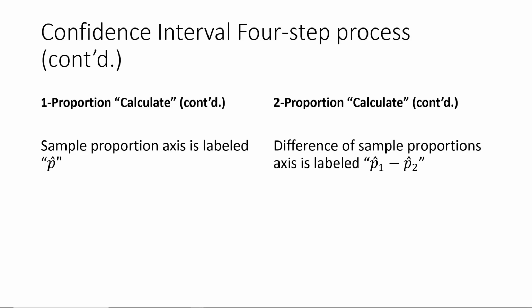Now, before concluding this presentation, it's worth pointing out that the conclude portion for difference of two proportions confidence interval, though similar to that of a single sample proportion confidence interval, differs in that we also take note of where 0 lies relative to the confidence interval.